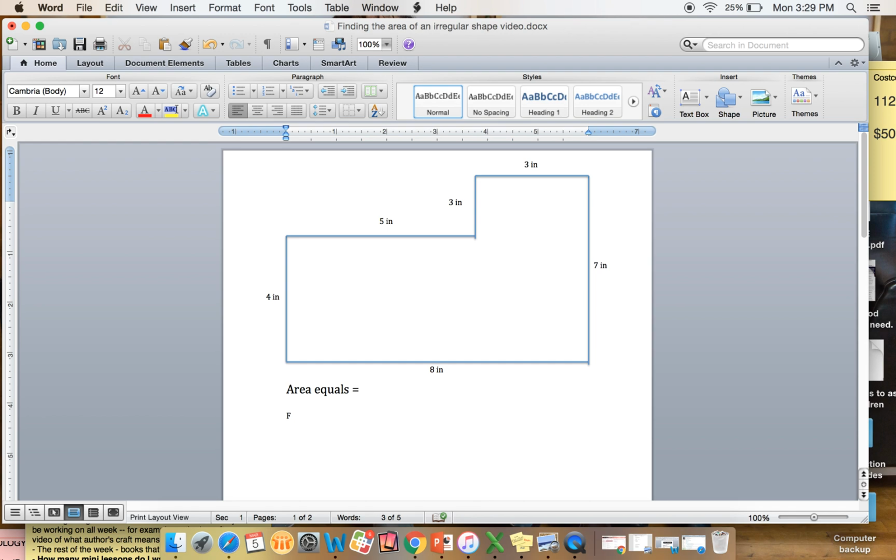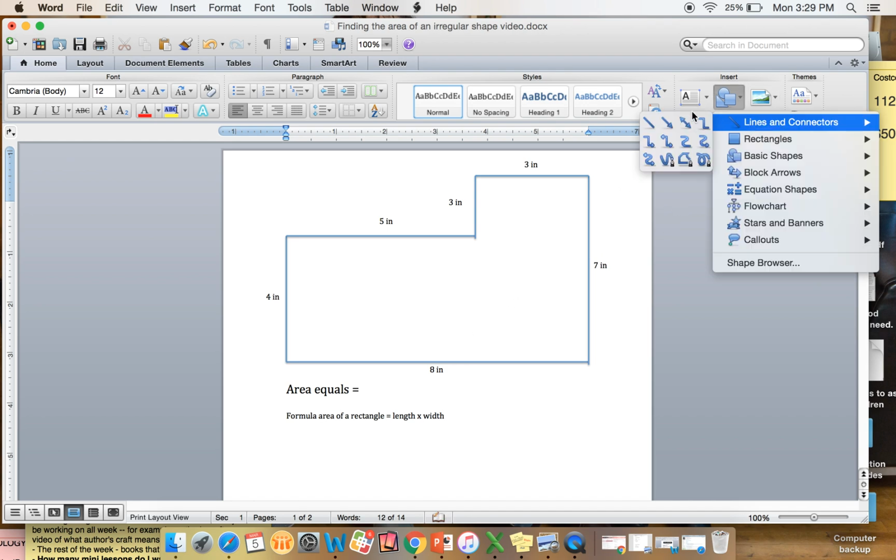So the formula for area of a rectangle is length times width. So we want length down here times the width here. So first thing you're going to do is look at your irregular shape and decide how you want to split it up into two recognizable rectangles.